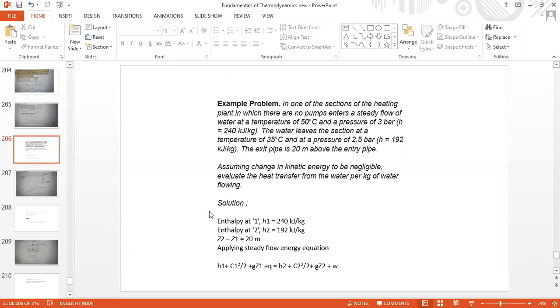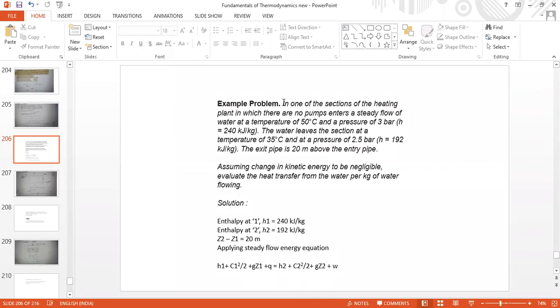And this is an example problem where Z is considered, that is, potential energy is considered. That's why I told you that ignoring potential energy is not the generalized way of dealing with the steady flow energy. Sometimes it may be considered.